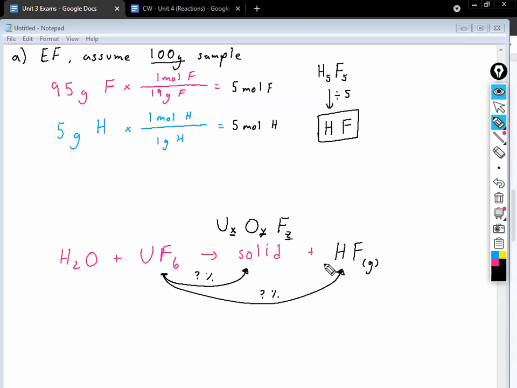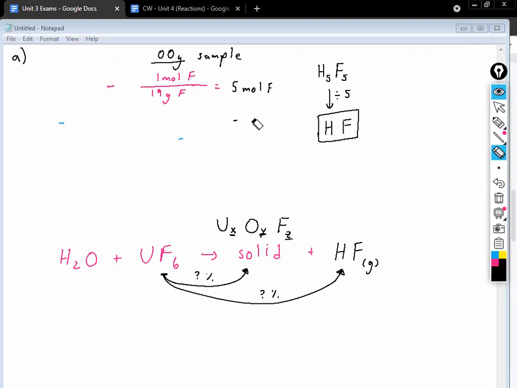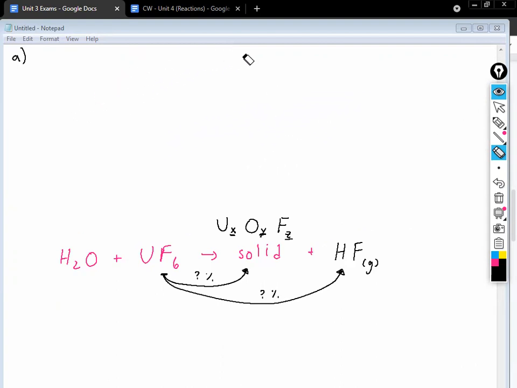Okay, so we do need to use some stoichiometry to figure this out. So I'm going to erase this part right here just so we have some more room to work with. But that's essentially what the question is asking us to find: what percentage of the original fluorine in UF6 ended up in the solid and what percentage ended up in the gas?